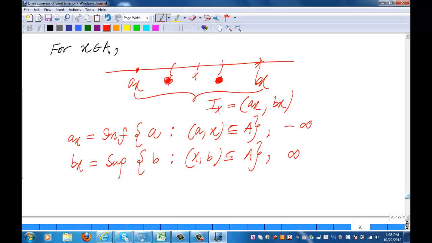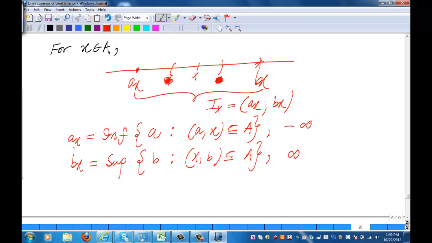So first of all, let's understand what we meant by Ax and Bx. A is an open set. It means that for every x in A, there is an open interval containing x which is also inside of A. So for any x, let's take Ax and Bx in such a way that Ix is the largest possible open interval inside of A which contains x. Which basically means the following.